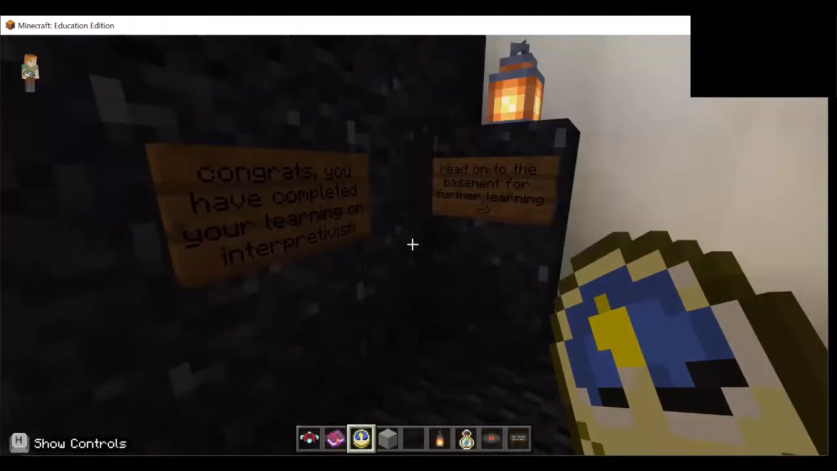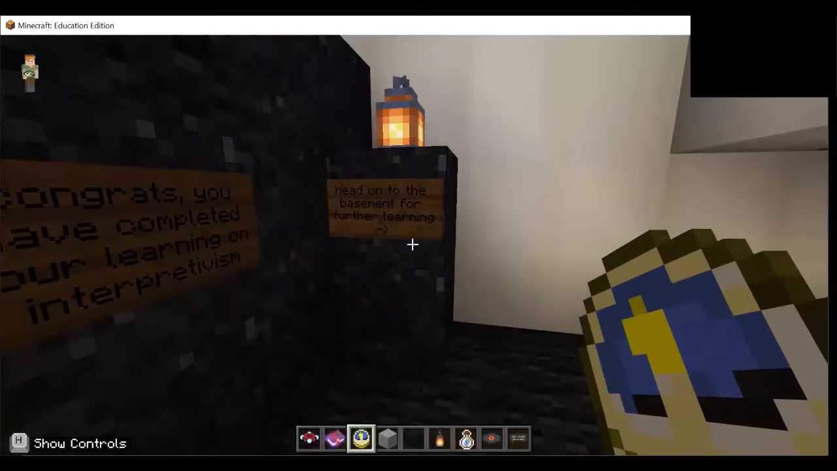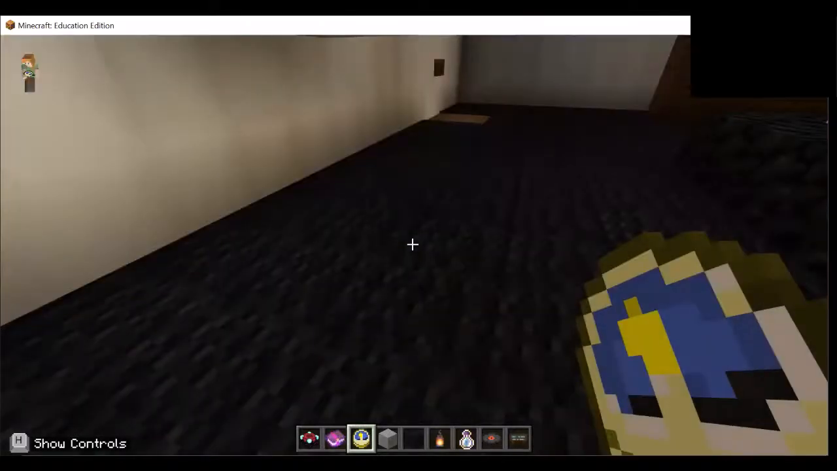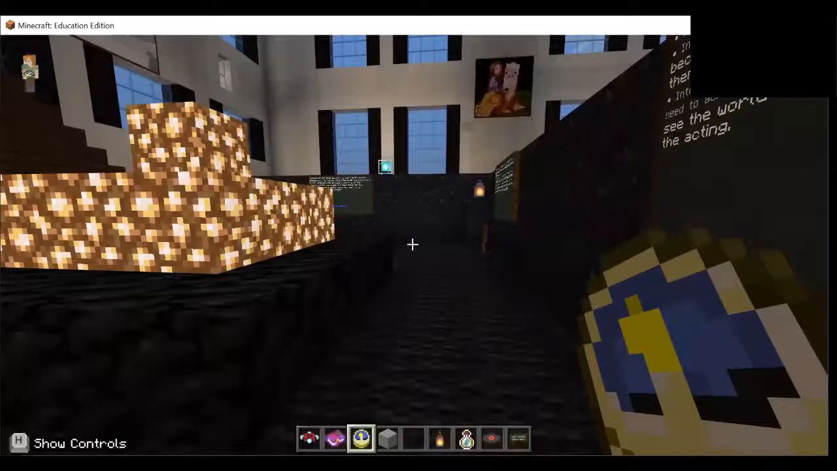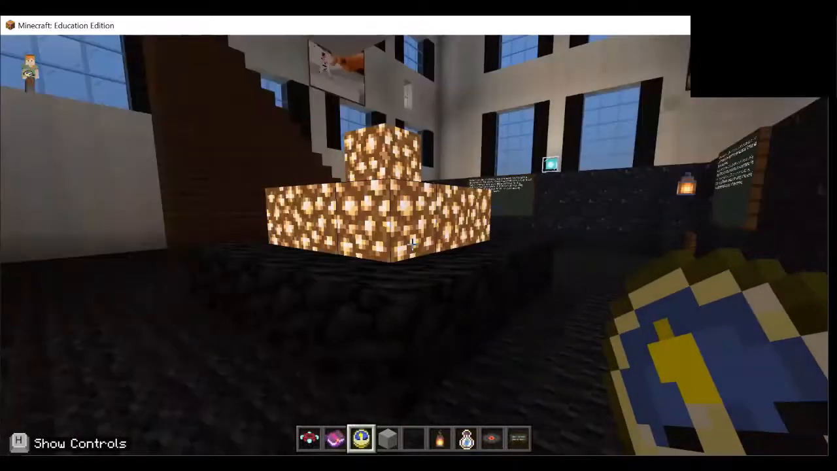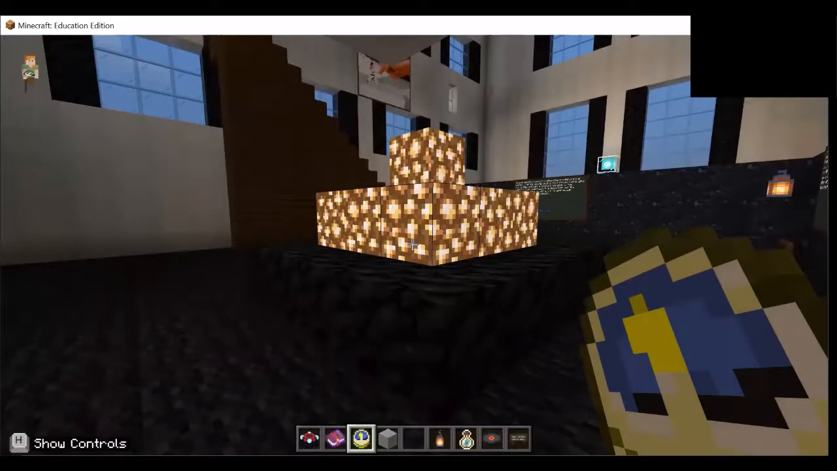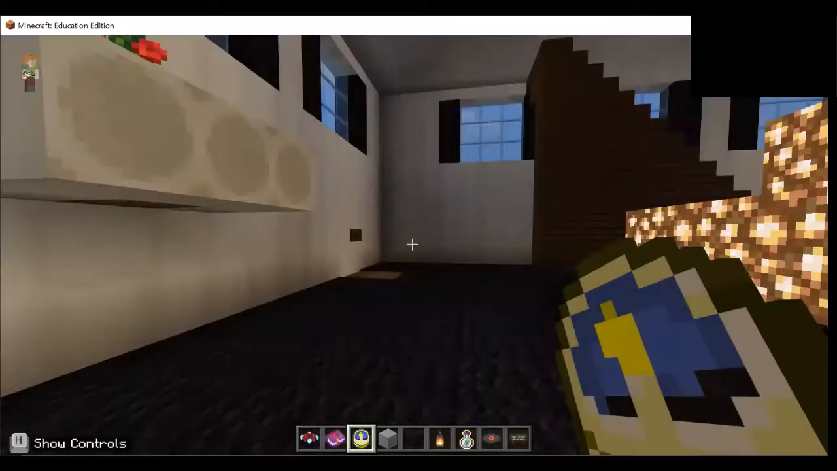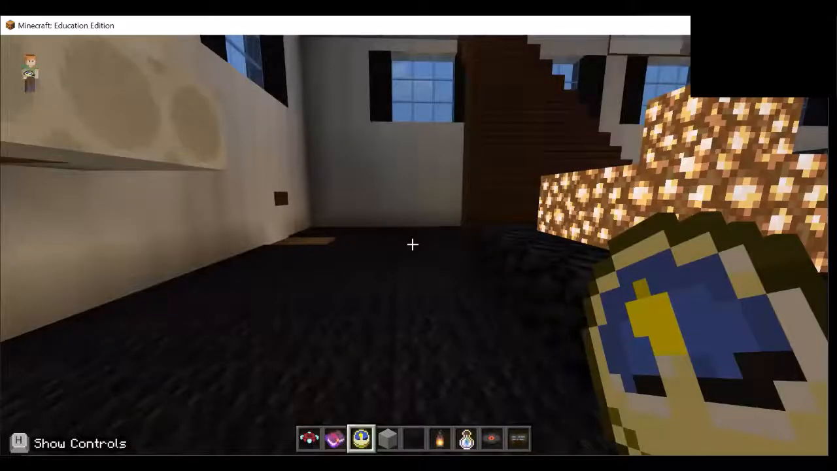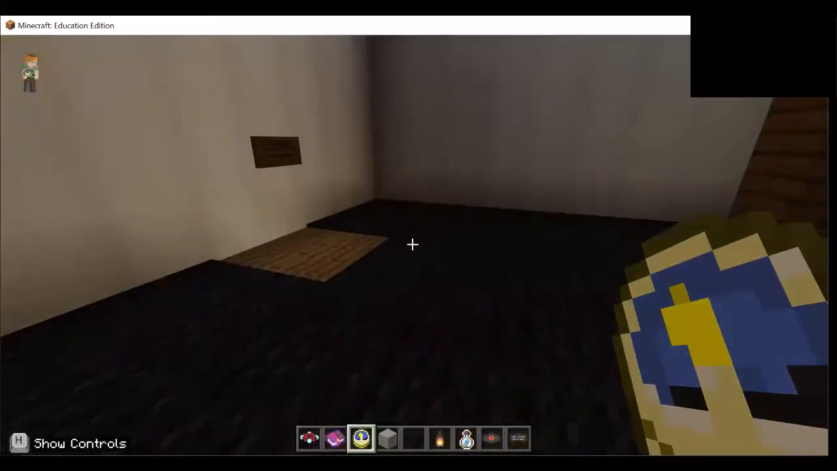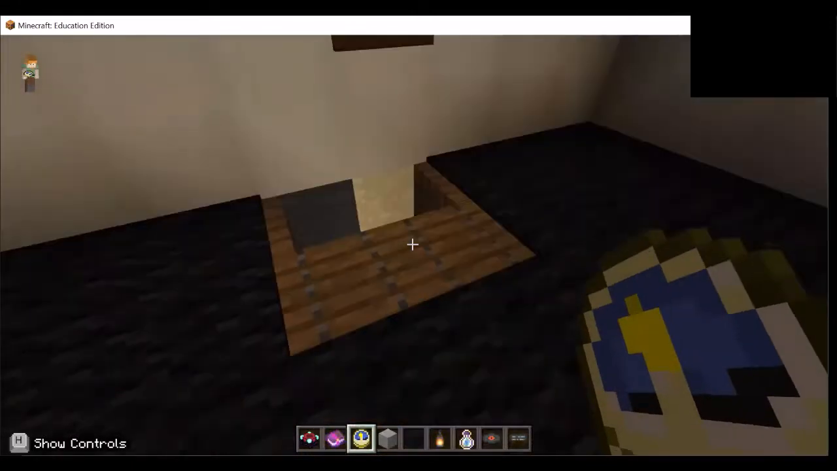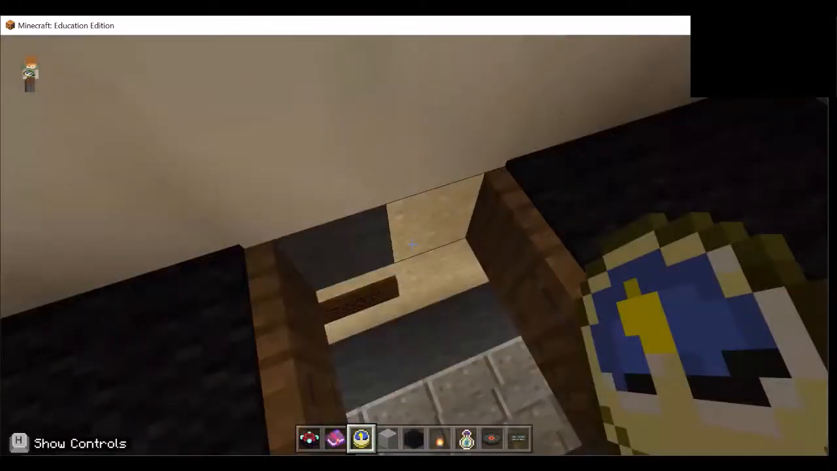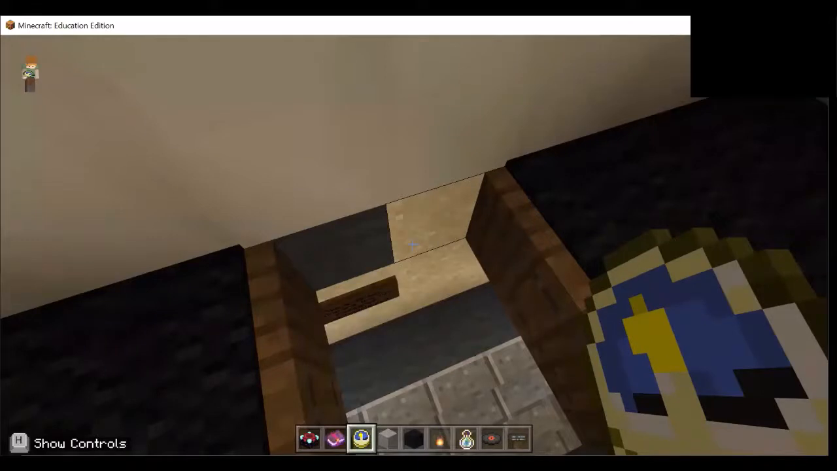So this tells us that we should head on to the basement for further learning, and to the basement we shall go. But first, let's overview this room. I feel like it looks very beautiful. I feel like I did a good job here with the glue blocks and everything, and the flower here. So let's continue. This post tells us that this is the basement, and we shall open the trapdoor to access the basement, and that is what we shall do. So let's move on inside.